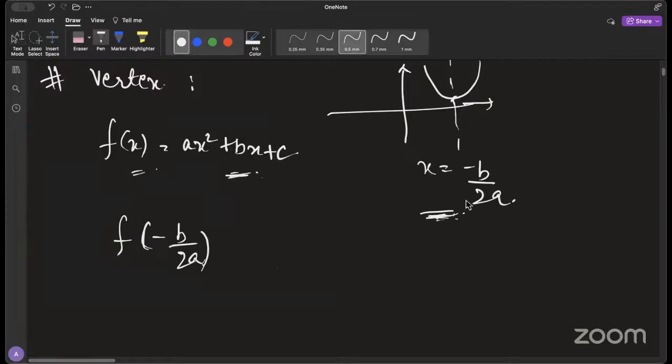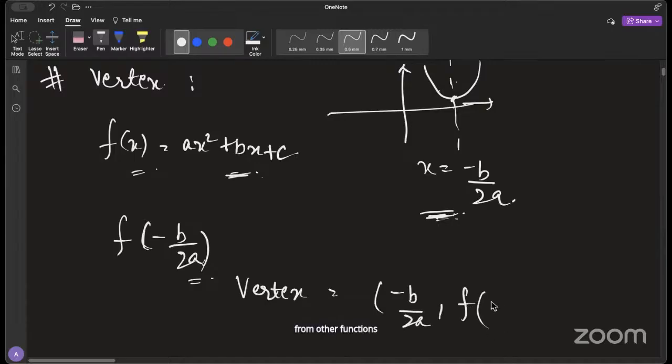So your vertex becomes the x coordinate of the vertex, obviously, of this point. The x coordinate is going to be minus b by 2a, and the y coordinate is going to be this, right? So your point of intersection of these two curves, or you also call it the vertex, becomes x comma f(x), or you can just say your vertex is minus b by 2a, comma, the function's value at minus b by 2a, right?